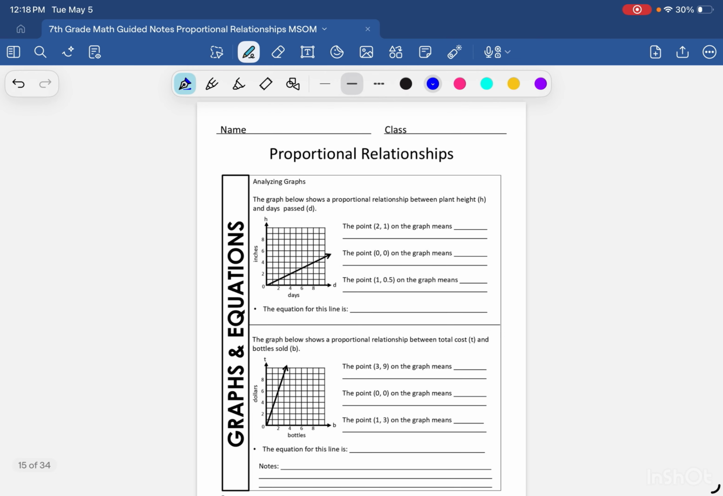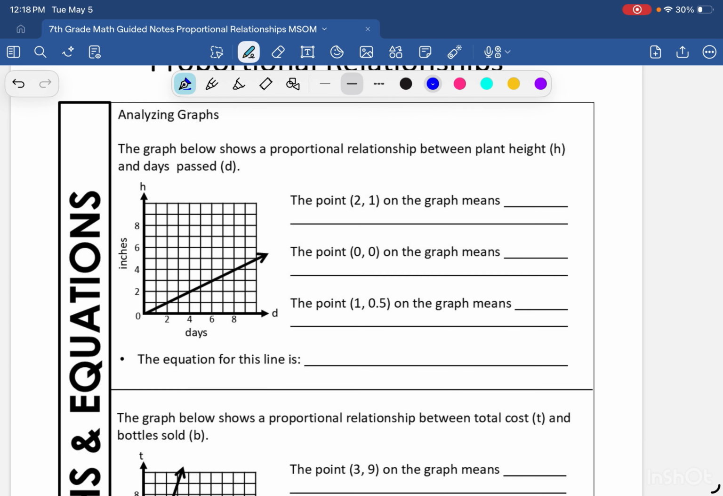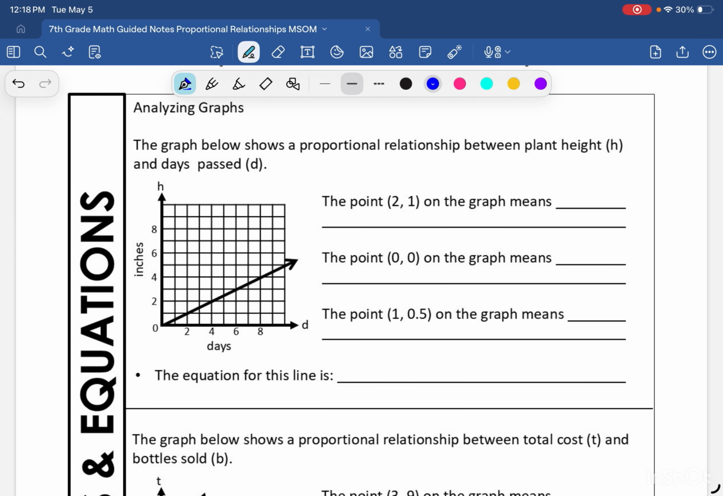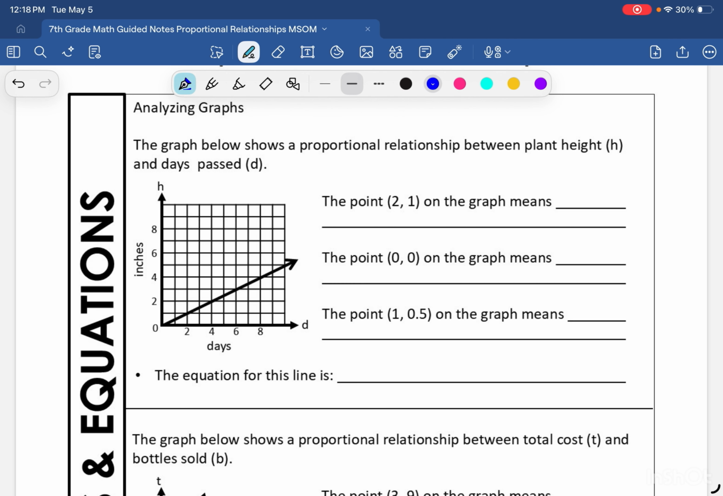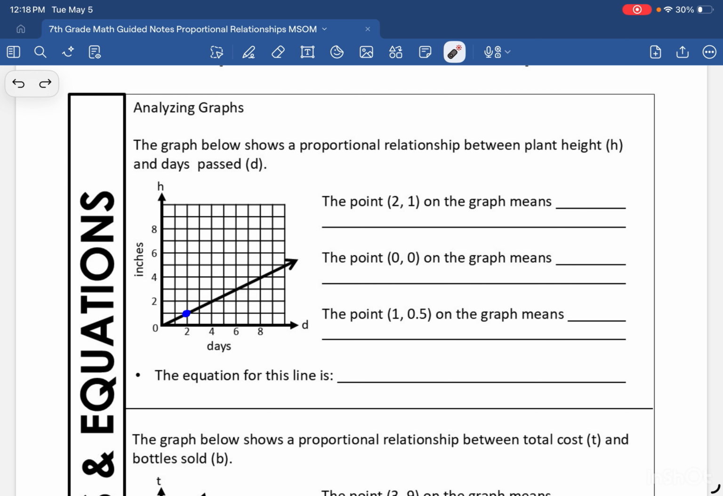Now let's combine graphs and equations. This graph below shows a proportional relationship between plant height and days passed. And just a quick look at the graph, I notice it's a straight line and that it passes through the origin. So it's showing me the height of a plant after how many days have passed. The point 2, 1 on the graph, which is going to be this point right here, 2, 1, means on day 2, the plant is 1 inch tall.